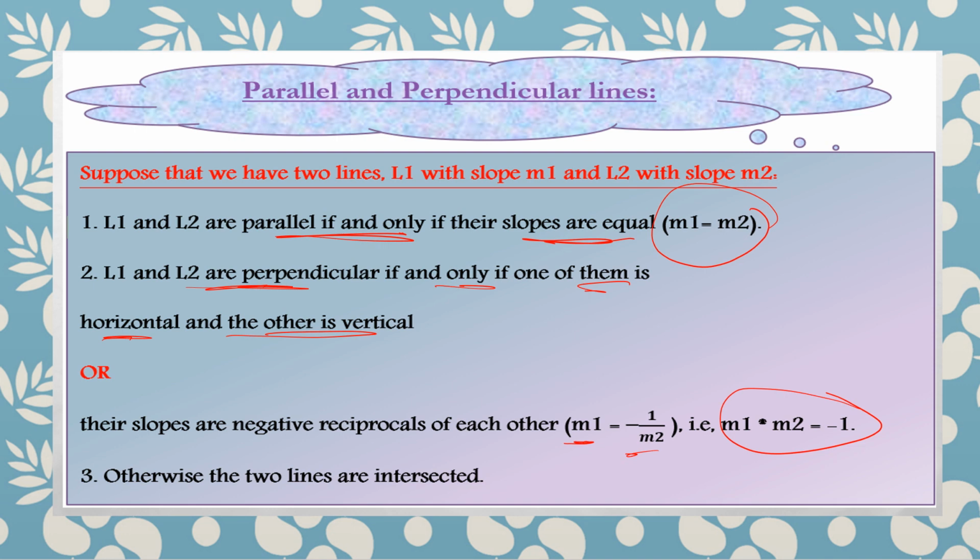So we have three cases. The two lines may be parallel if they have equal slopes, the lines are perpendicular if their slopes are negative reciprocals of each other, and the other case is that the lines intersect. Let's get some examples.